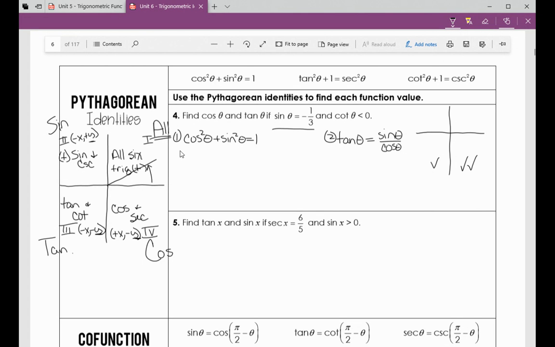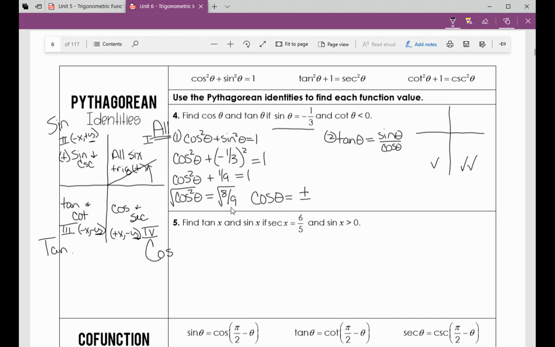So here they gave me sine is negative 1/3. So cosine squared theta plus negative 1/3 squared equals 1. That's cosine squared theta plus 1/9 equals 1. When you subtract 1/9, you get 8/9. And then we have to take the square root of that, and we get two answers, a positive and a negative. Anytime you apply the square root property, you get a positive and a negative outcome.